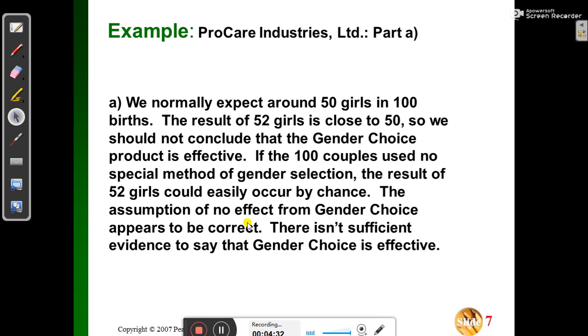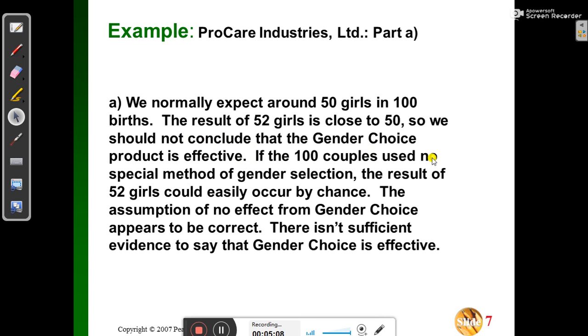So we normally expect around 50 girls in 100 births. That is from the intuition of probability, because it might be a boy or a girl, 50-50. The result of 52 girls is close to 50, so we should not conclude that the Gender Choice product is effective. Having 52 girls might not provide enough evidence to conclude that the Gender Choice product is effective.